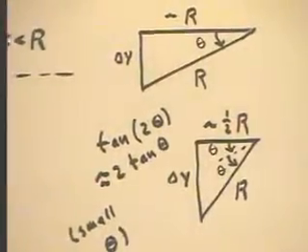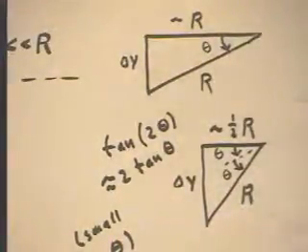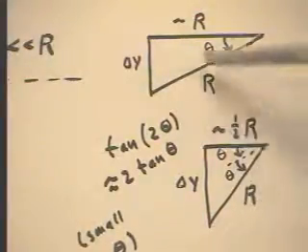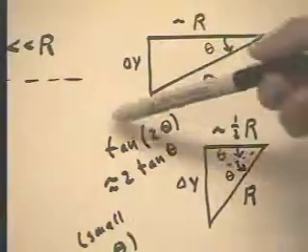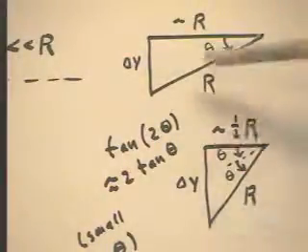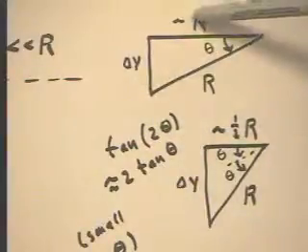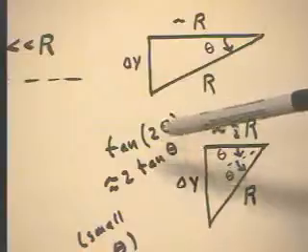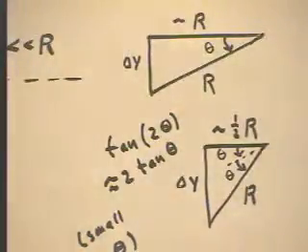Now again, I've exaggerated the size of delta y. Delta y is supposed to be real small. But if we have an angle theta here, again, the angle theta would be the angle of the incident ray coming in, and a delta y here. If delta y is small, this side is approximately the same as this, so that the tangent of theta is approximately delta y over r.